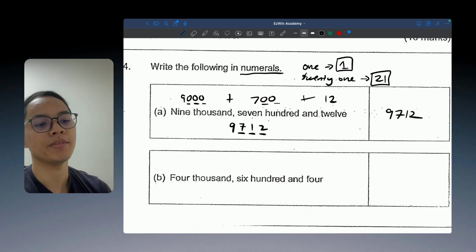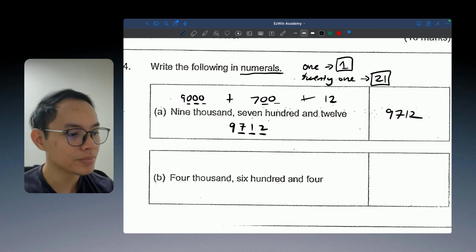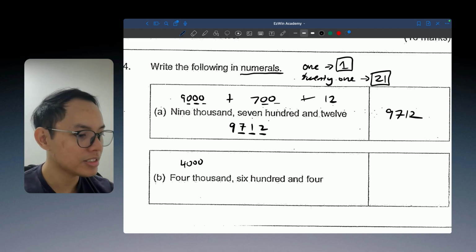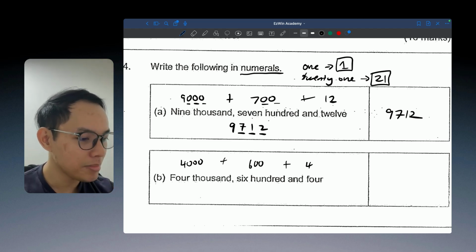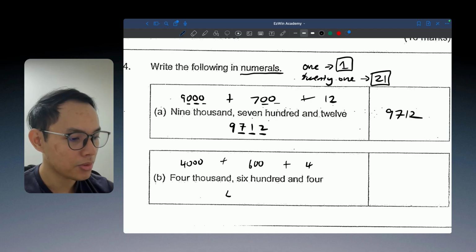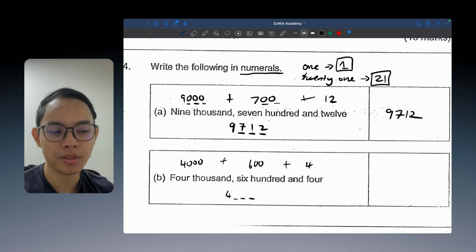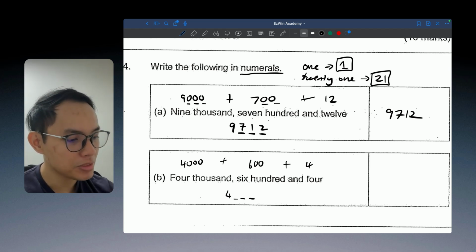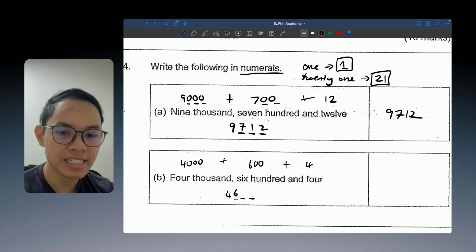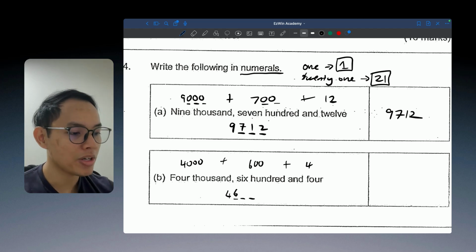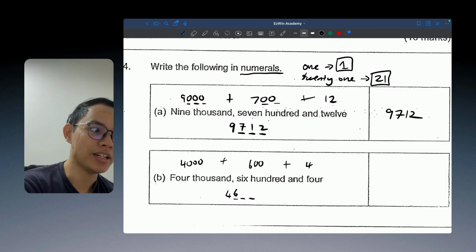All right. Let's move on to the next question. 4,000. So you put 4,000 again. 600, and then 4. So you add them together. Same thing: 4,000, you put a 4 over here with the numbers, or you put underscore at the bottom as well. 600, you put 6 at the hundreds place, which is behind the 1,000 place. But now you have a 4. How do we do that?